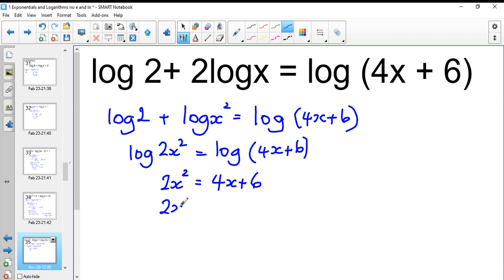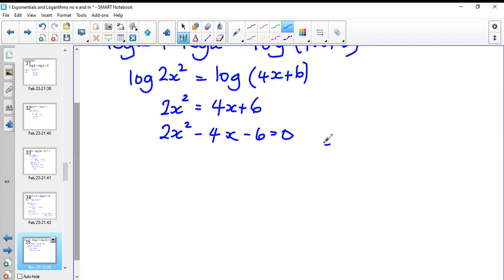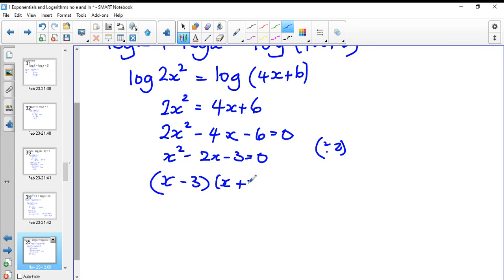Okay, so again, we've got a quadratic. If I move the 4x and the 6 over, they're all multiples of 2, so let's just make it a little bit nicer and easier to factorise. So x minus 3 and x plus 1 in brackets. So that's going to give solutions x equals 3 and x equals minus 1.